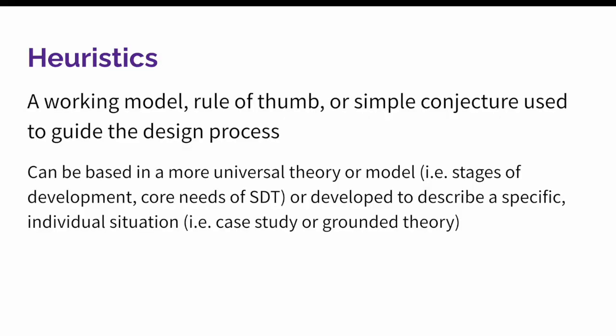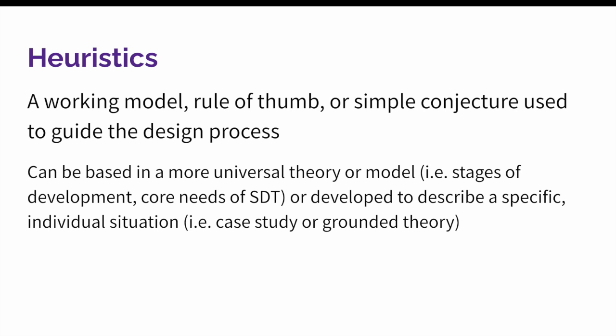First, I might just want to define what I mean when I use the word heuristic, because it can have a couple of different definitions depending on where you are, but we're coming at this from a design perspective. So a heuristic is a working model, rule of thumb, or a simple conjecture used to guide the design process. It is basically a rule or a statement about some aspect of the design that you can use as a benchmark to check how the design is functioning in some specific way.